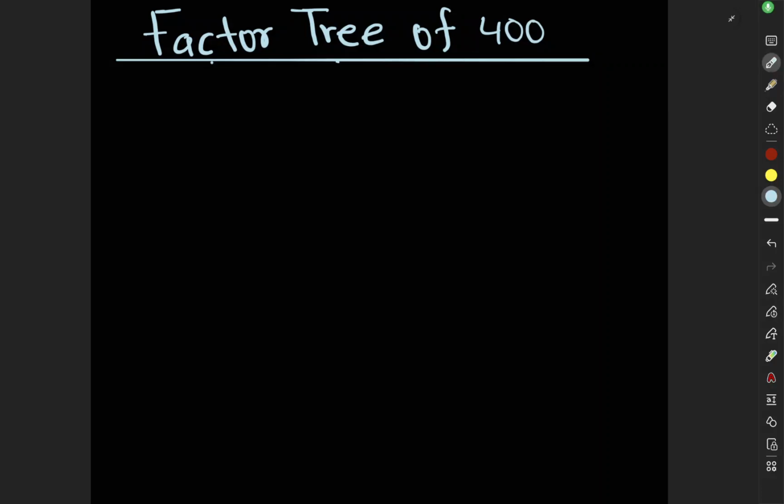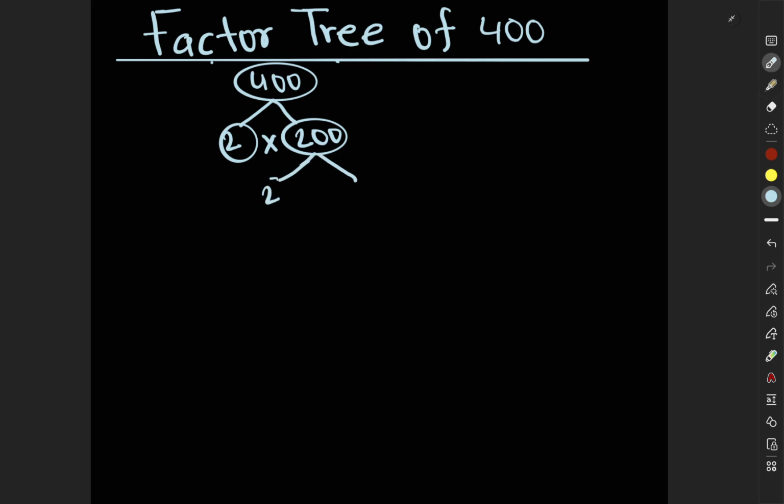Factor tree of 400. So 400 can be written as 2 times 200. 2 times 200 means 400. 200 can be written as 2 times 100. 2 times 100 means 200.